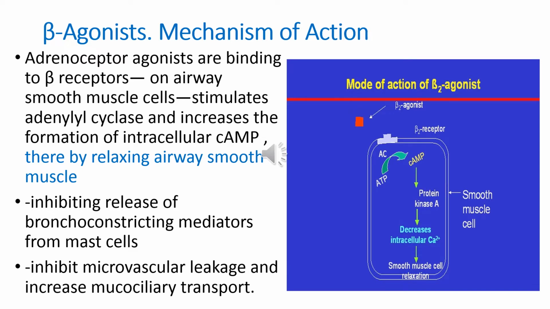Beta-agonist mechanism of action. Adrenoreceptor agonists bind to beta receptors on airway smooth muscle cells, stimulate adenylyl cyclase, and increase the formation of intracellular cAMP, thereby relaxing airway smooth muscle. They also inhibit release of bronchoconstrictor mediators from mast cells, inhibit microvascular leakage, and increase mucociliary transport.